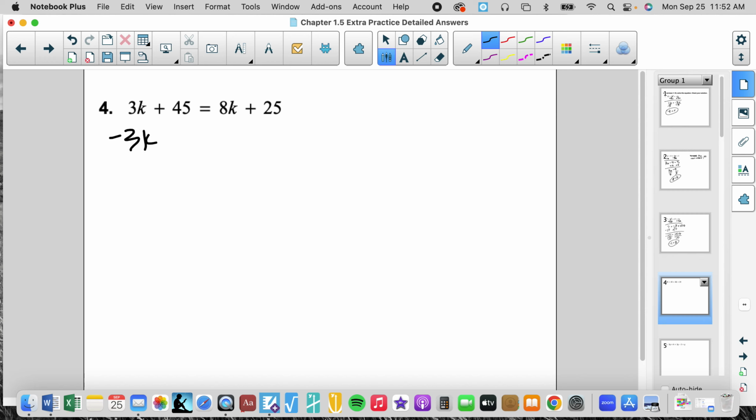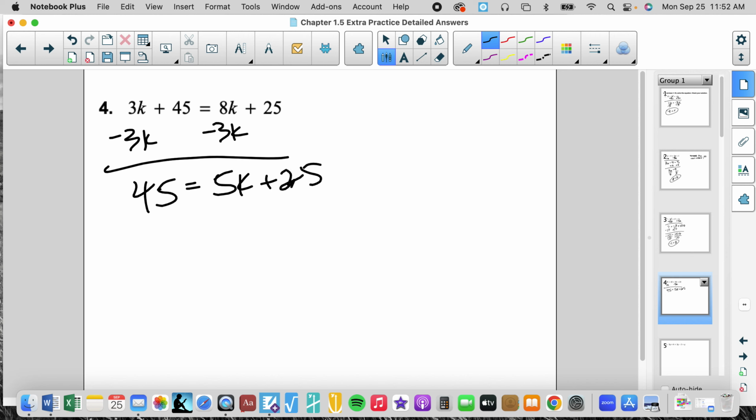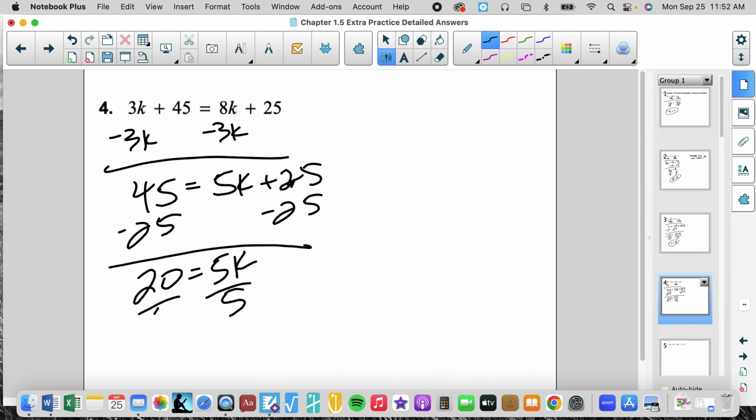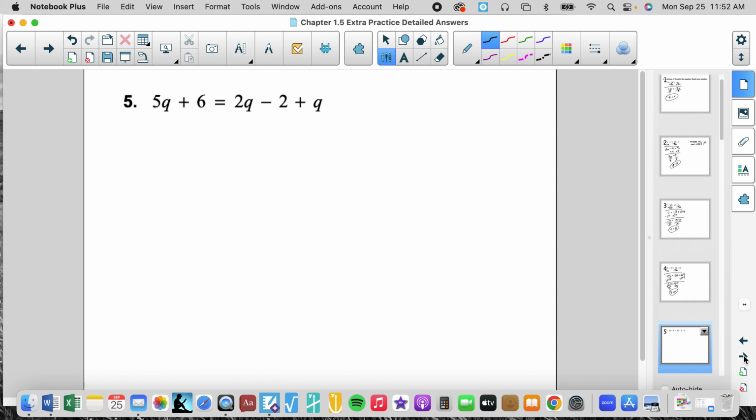I'm going to move my variables to the right side. We're left with 45 equals 5k plus 25. We'll subtract 25. That leaves us with 20 equals 5k. Divide by 5. 4 equals k. And we should be able to do these problems this fast and quickly. We should not be overwhelmed with two-step equations once we move that variable over. And what we are becoming proficient at right now is how to tackle equations with variables on both sides.